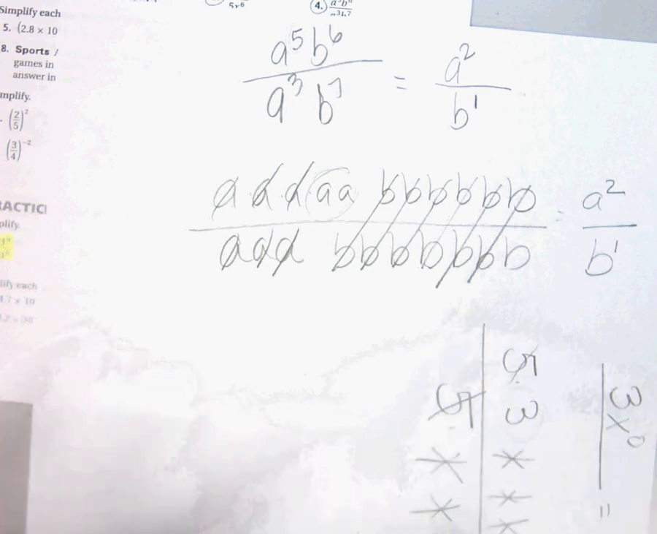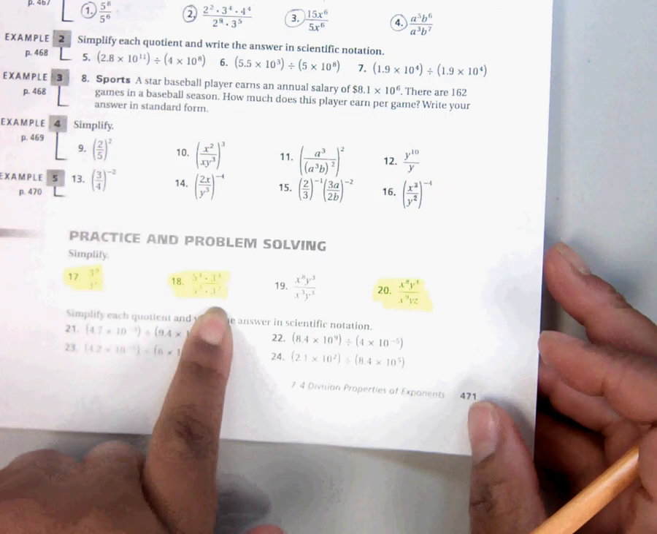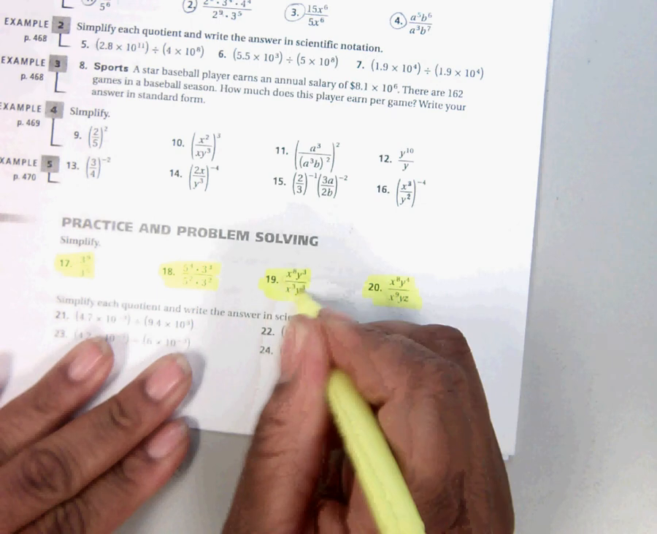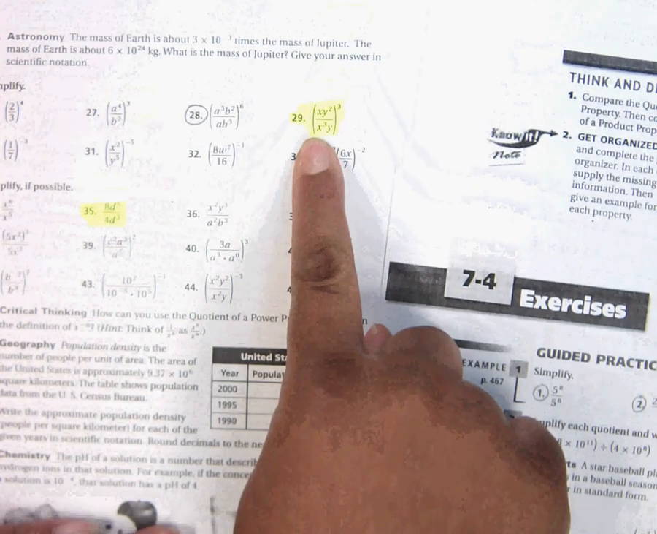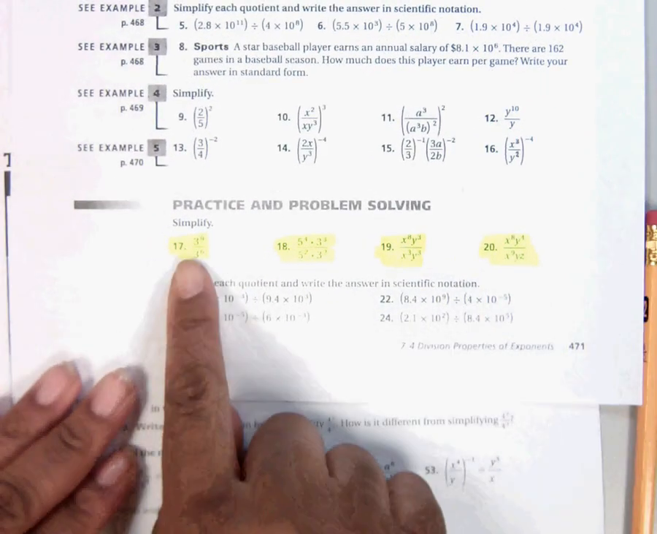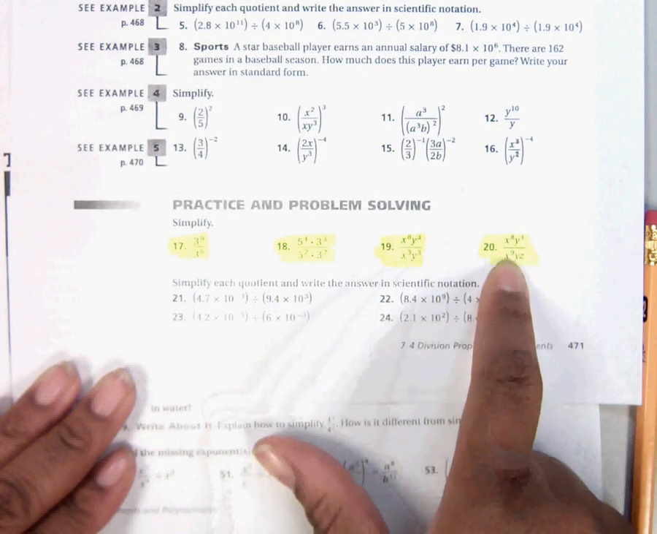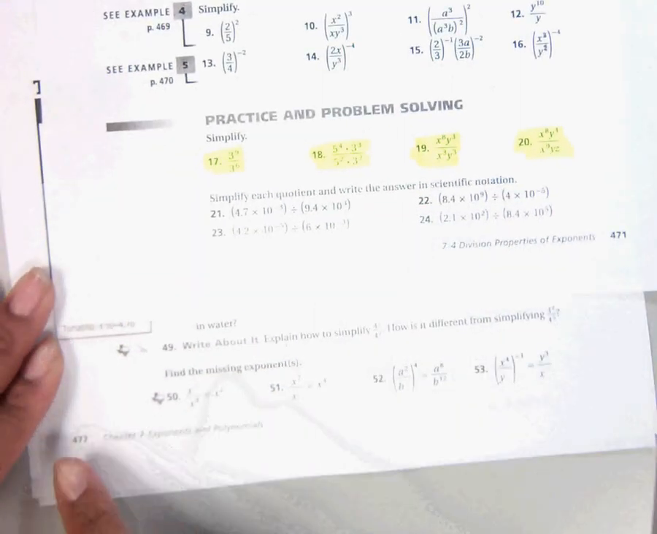Okay, so now you are going to do number 17, number 18. I'll go ahead and have you do number 19, number 20, and then do 29 and 35. Again, 29 and 35, and 17, 18, 19, and 20. And this is on page 471, and then on page 472.